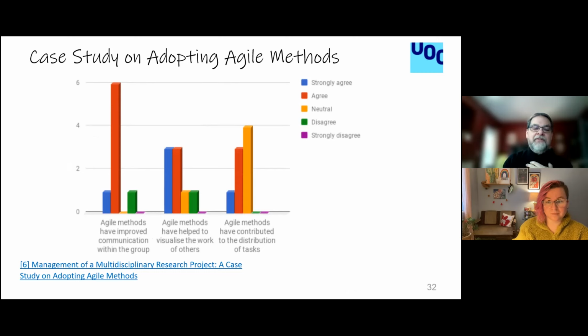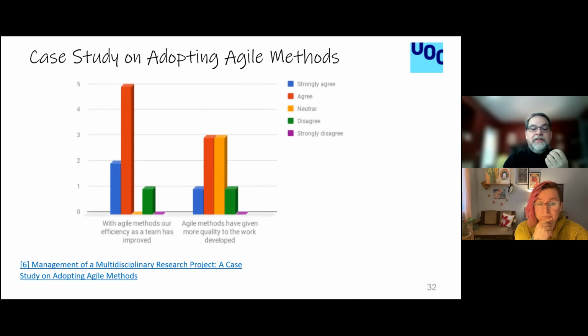The Agile methods have improved communication within the group. You can see strongly agree and agree predominate. Agile methods have helped visualize the work of others. Very strongly agree and agree. Agile methods have contributed to the distribution of tasks. Less of a positive, but still quite a bit agree and strongly agree, and at least it's neutral. No one disagreed.